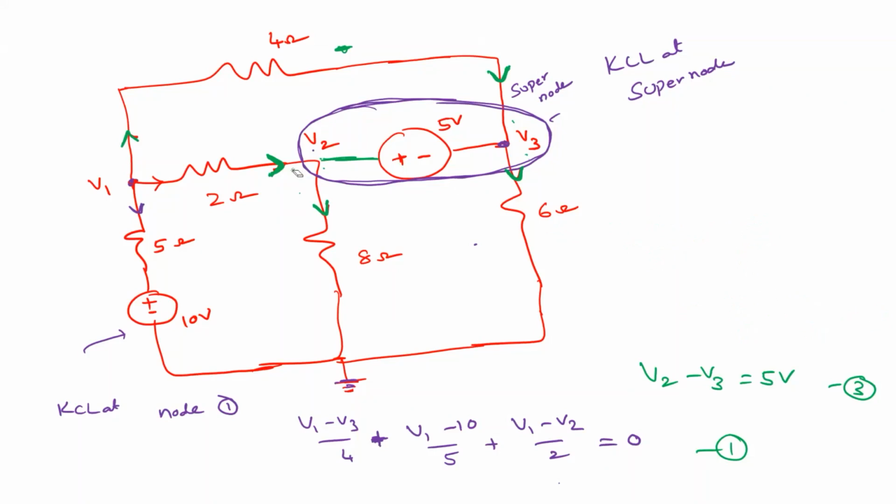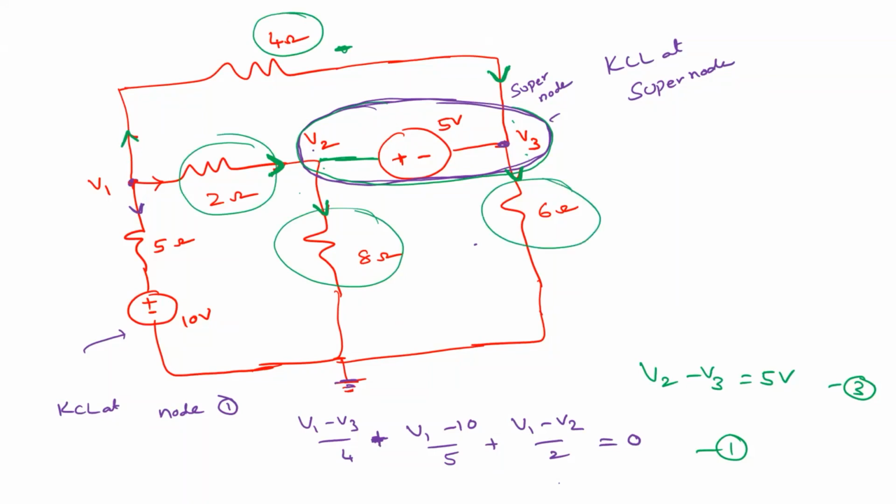You know when to use a supernode, that you understand, right? When there is a voltage source between two nodes, you cannot apply KCL directly, because you don't know the current that flows through that voltage source. So in that case, we apply the super node. We assume that this entire thing is a single node. How many elements are connected? This 4 ohm resistor, this 2 ohm resistor, this 8 ohm, and this 6 ohm are connected, right? You understood this, right?